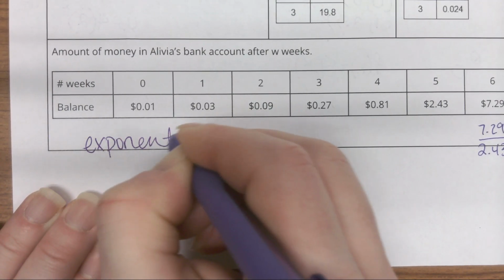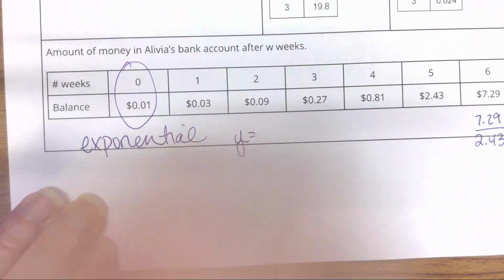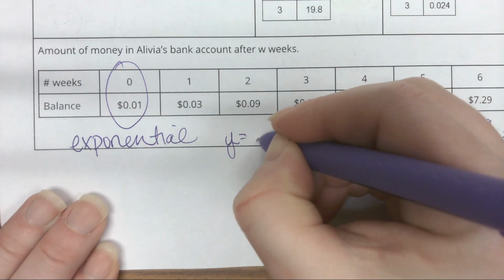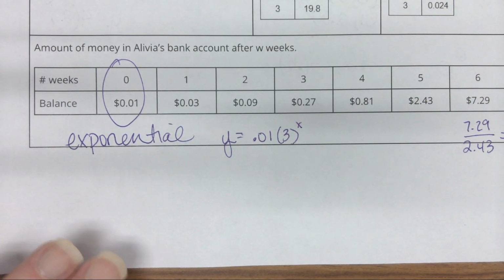And if I asked for the equation, the initial value is right here, and you guys told me what the multiplier was. It would be 0.01 times 3 to the x. Okay. What we're practicing today is not all of this stuff.